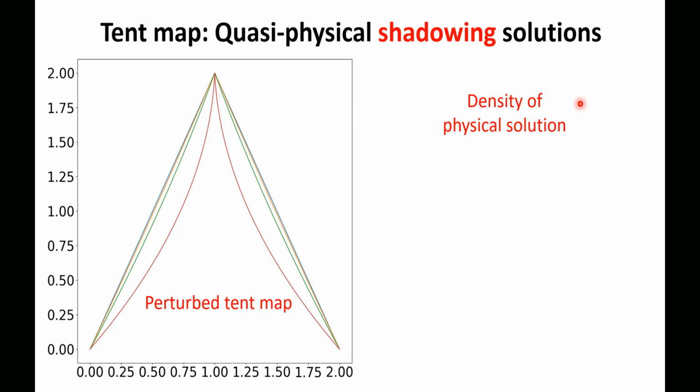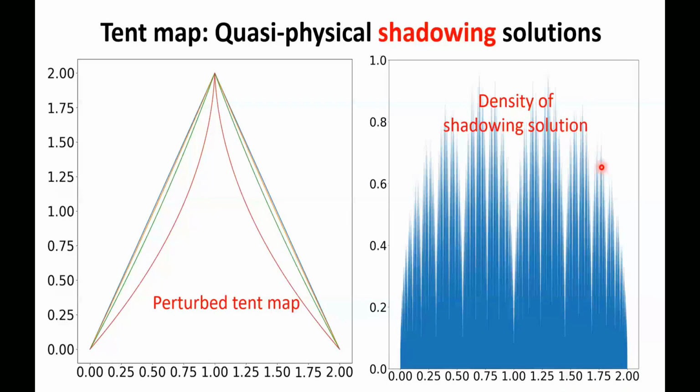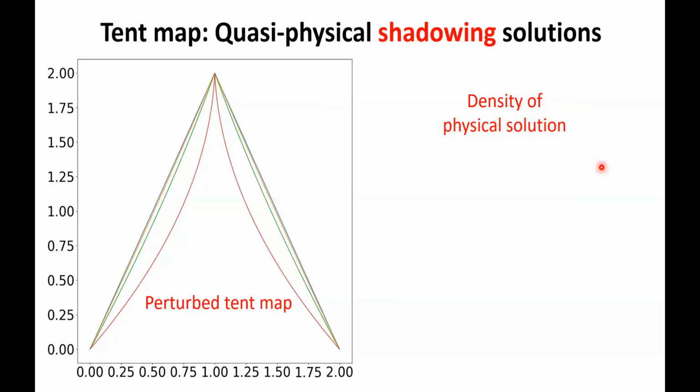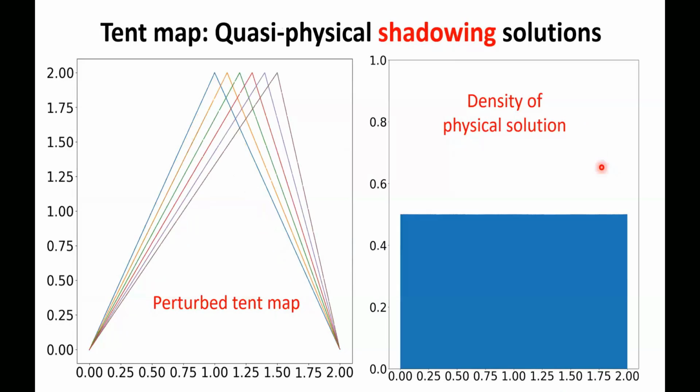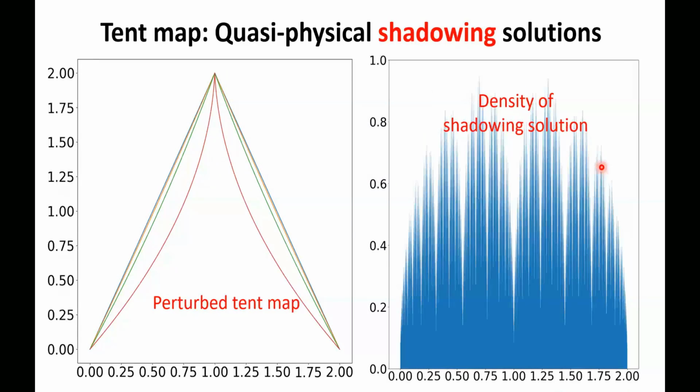Yet another type of perturbation: instead of moving the location, we actually make the map nonlinear. Again, the physical solution would have a density that's actually sloped down, something like this. And the shadowing solution is completely different. It turns out this kind of fractal feature of the density seems to be a hallmark of quasi-physical solutions. Anywhere you see quasi-physical solutions, you get a fractal pattern in the density.